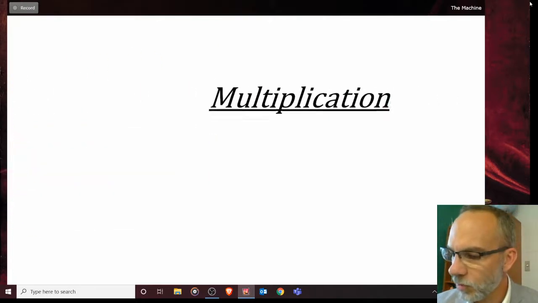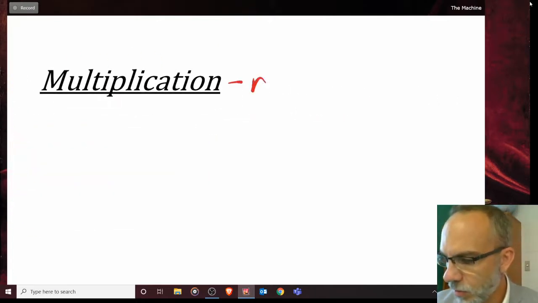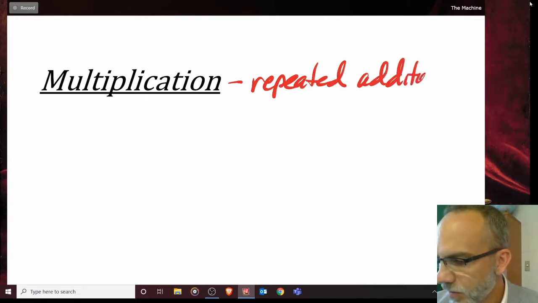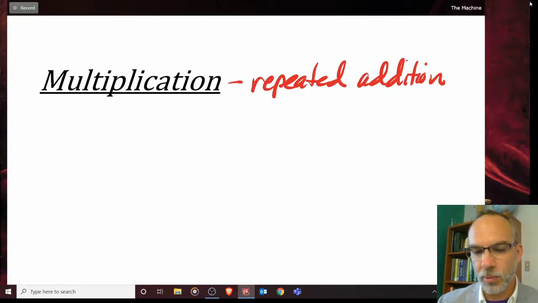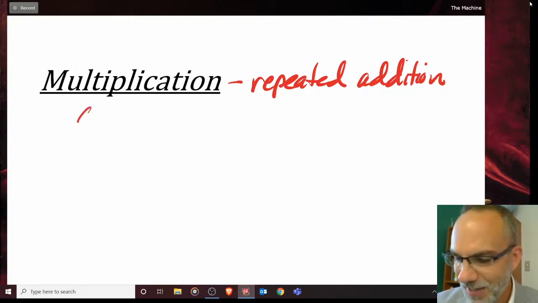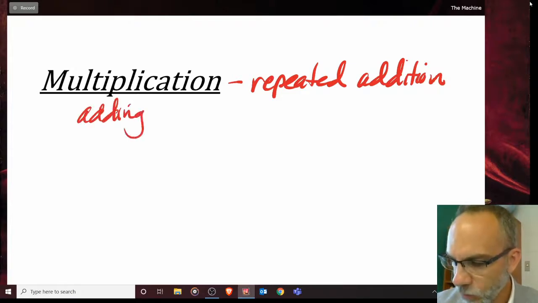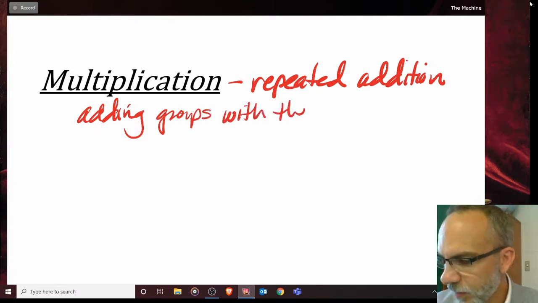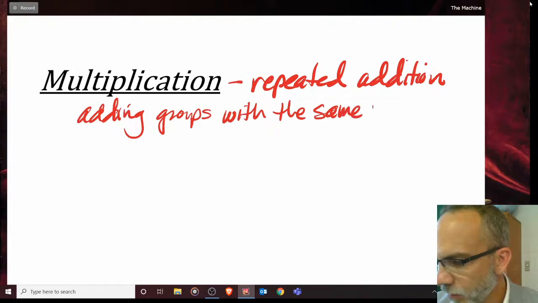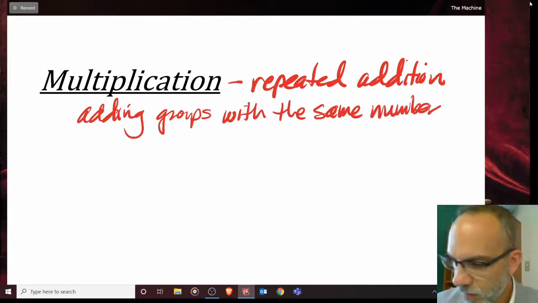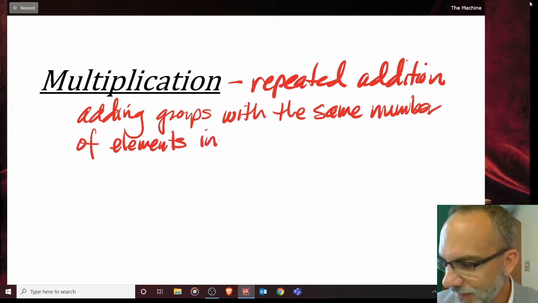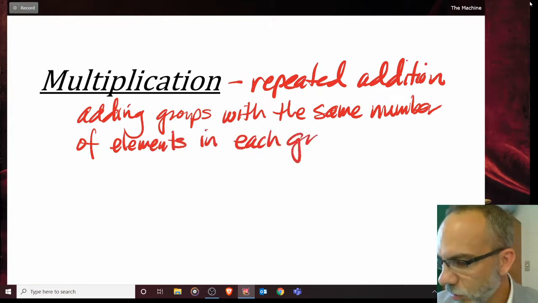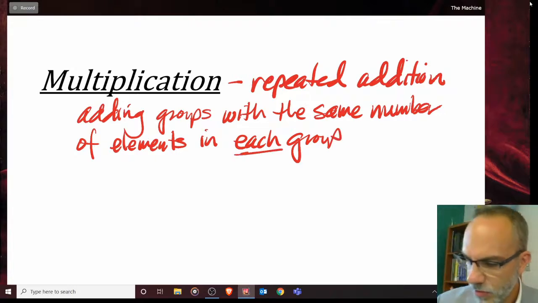Okay, what's multiplication? It is repeated addition. Adding the same thing multiple times. Okay, so it's adding groups with the same number of elements in each group. There's your key word, is each.